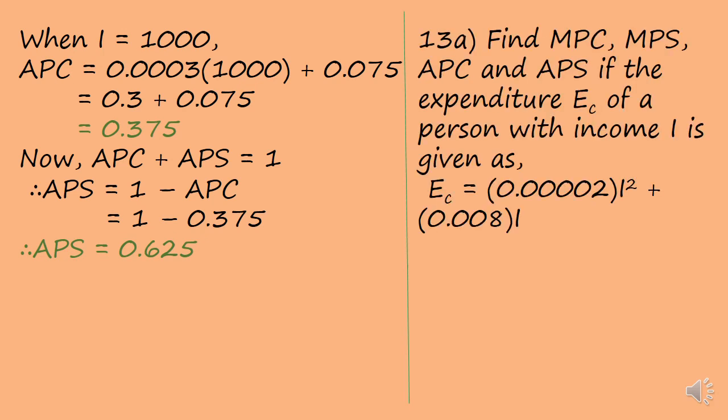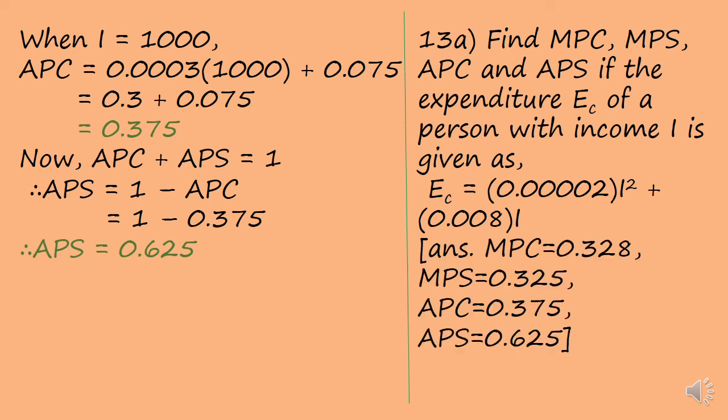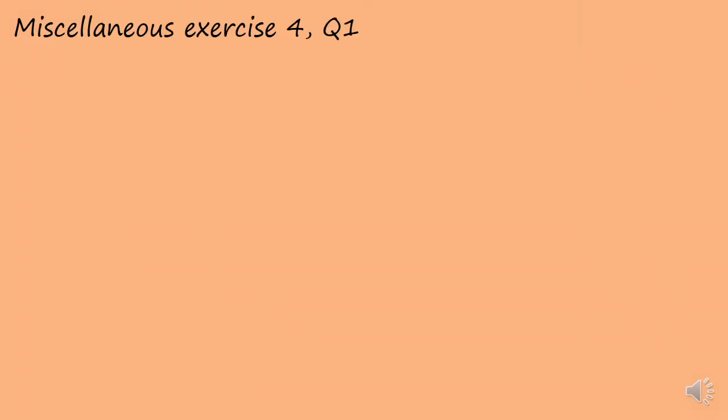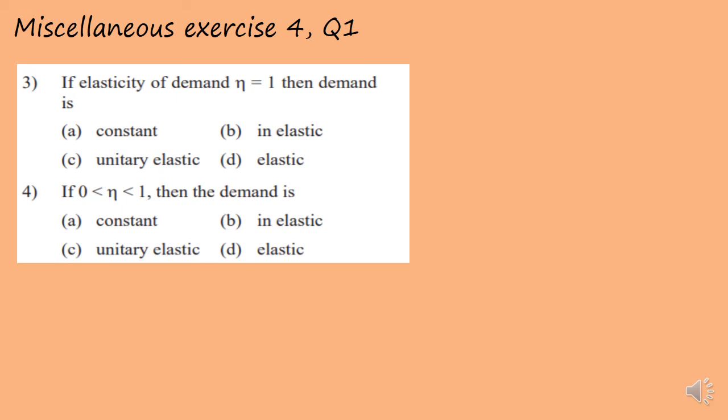Now this sum can be done in a similar manner to the sum which we did just now. So this I am leaving it to you as an assignment. Practice it properly in your notebook. Now from miscellaneous exercise 4, question 1. Choose the correct alternative. These 2 questions were remaining, which are based on elasticity of demand. You can see it for yourself. This I leave it to you as an assignment for solving.